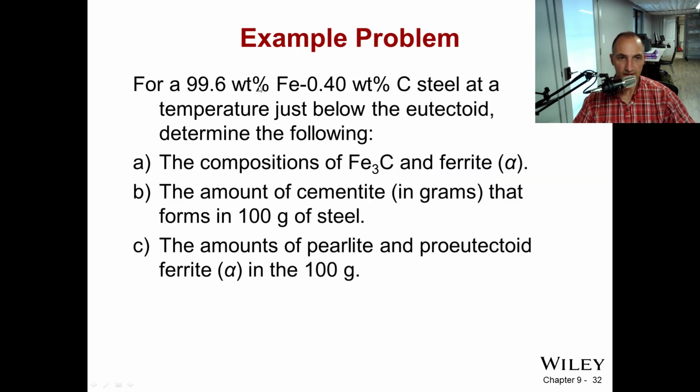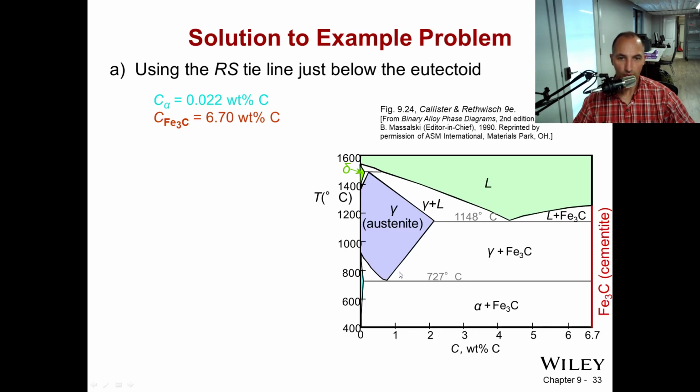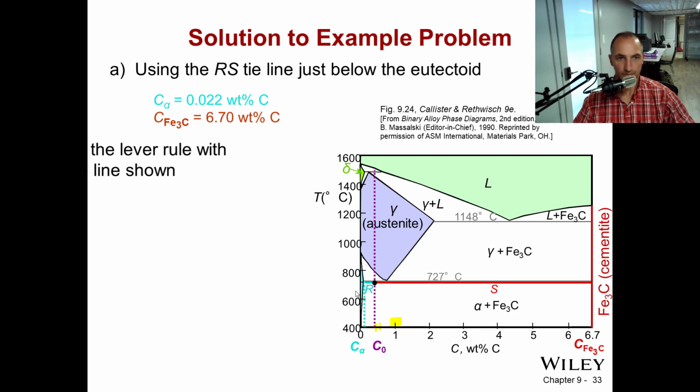So going back to here, remember we're looking at 0.4 weight percent. So this is 0.4 right here. Remember, this is a really small composition. This is only 1% carbon. So this would be like 0.5, so this is 0.4. So that's why we drew that line right there.